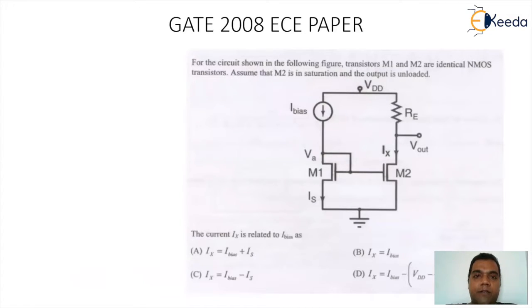The question is, for the circuitry shown in the following figure, the transistors M1 and M2 are identical. Assume that M2 is in saturation and the output is unloaded. So the current Ix is related to I bias as. So we are trying to get a relation for Ix and I bias.